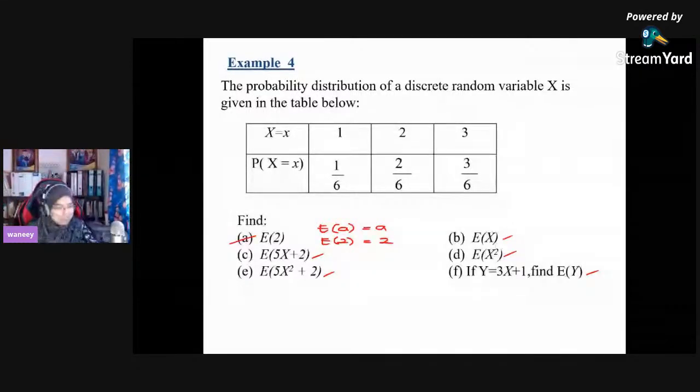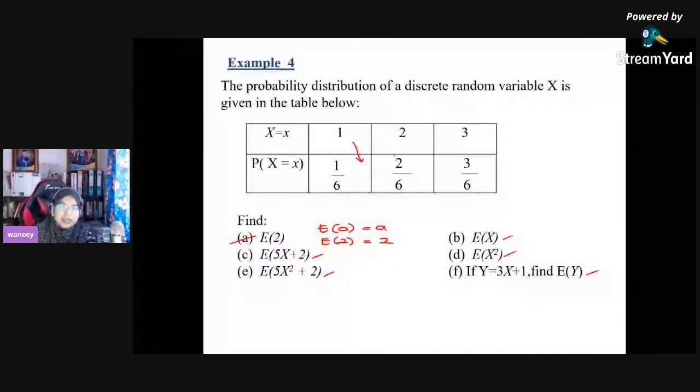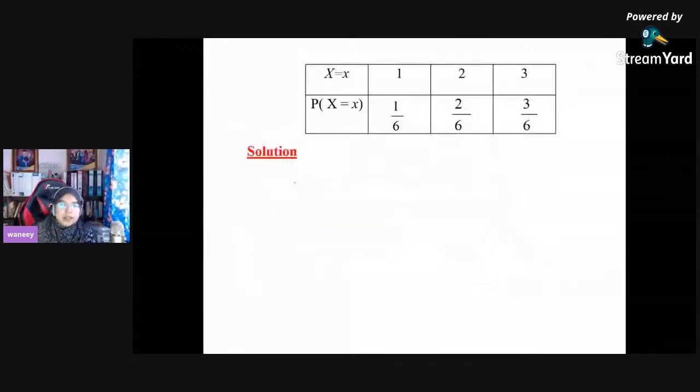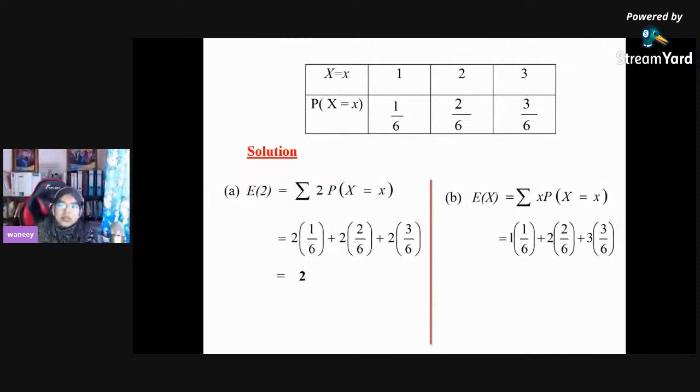Okay, so now how to calculate the expectation of x. So you simply multiply the x together with the p(x) and then add everything together. So those will become expectation of x. Okay, so 1 multiplied with 1 over 6 plus 2 times 2 over 6 plus 3 times 3 over 6. So that is equal to 7 over 3.